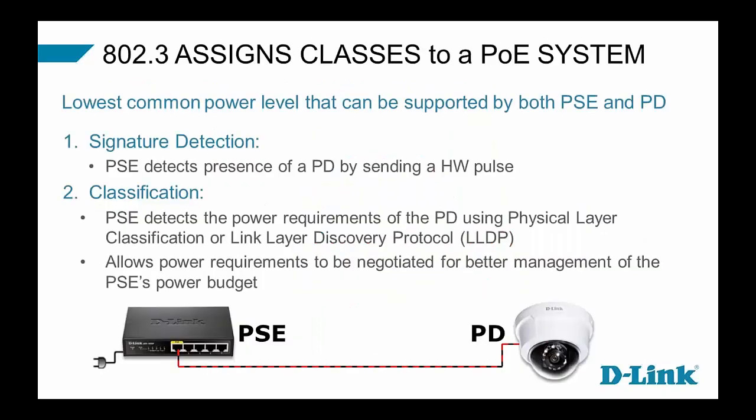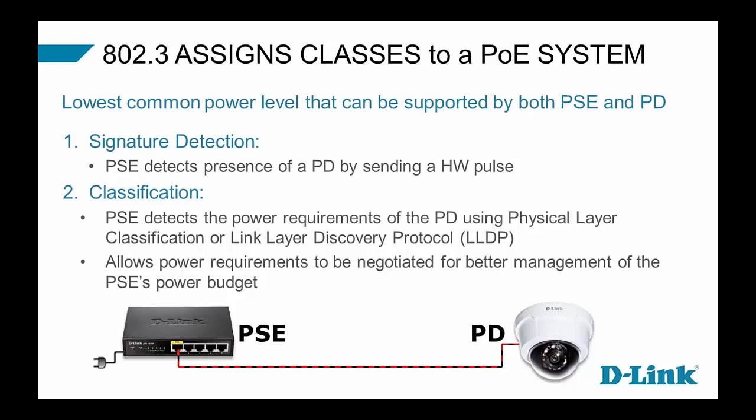Okay, let's talk a little bit about classification. So classification is basically the lowest common power level that can be supported by both the power sourcing equipment and the powered device. So when you first turn up a PoE circuit, the signature detection that I mentioned earlier, that's of course the first thing that happens. So the PSE looks for that resistor in the PD, sends a very low voltage pulse. It looks for that signature.